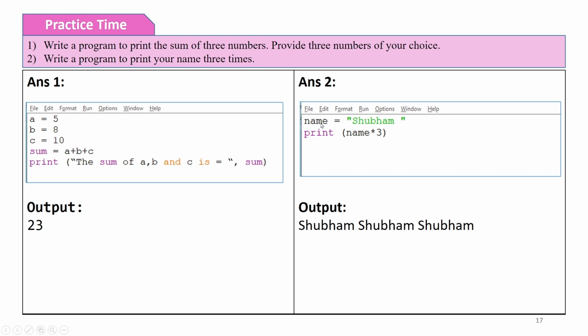I'm putting here name as Shubham and I'm printing it 3 times. To print something 3 times, I will write the variable of that string, and I will put a multiplication asterisk sign here, and I will write 3. So print name into 3 will give me output as Shubham, Shubham, Shubham.